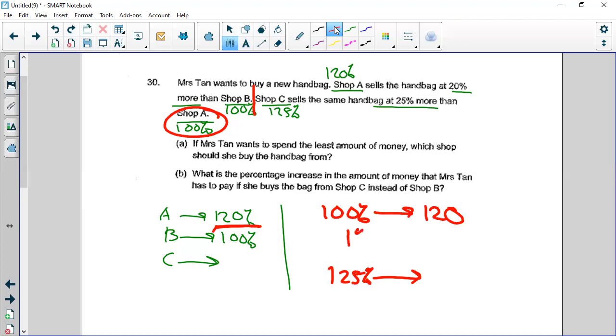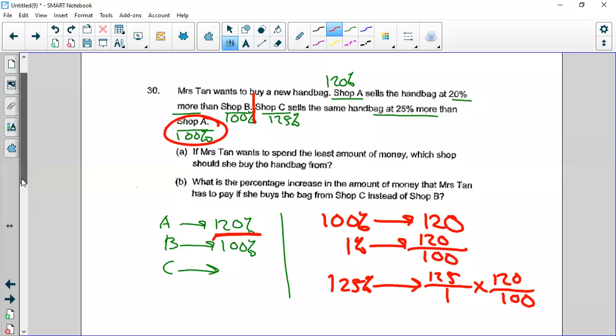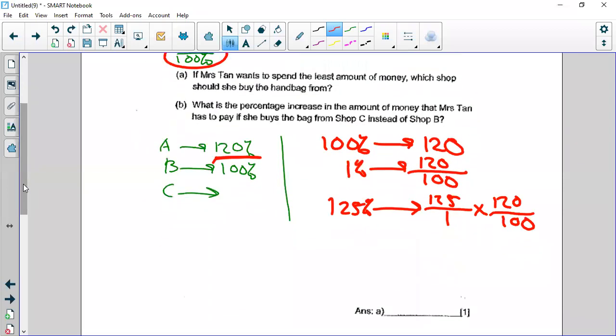You can just find 1%, then 120 over 100. Avoid decimal, so that you can do it faster. You have a fraction there, and then 125% will be how much? You take 125 times 120 over 100. So we avoid decimal, and then we cancel to get how many is 125%. Okay, all right, then you cancel.